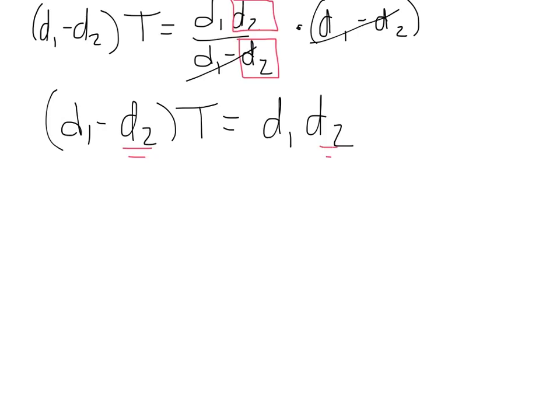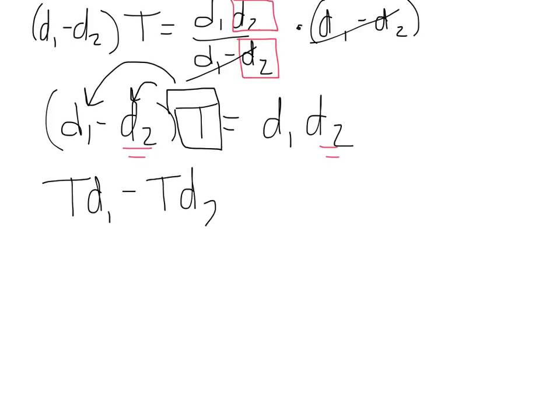d2 is in two different places, so I need to get it to the same side. Problem is that t is blocking me from doing it. T is blocking me from getting d2 to one side of the equation. So I need to distribute the t in order to be able to get into that d2 inside the parentheses. So I get t d1 minus t d2 equals d1 d2. Now I have the d2's accessible to me in two places.